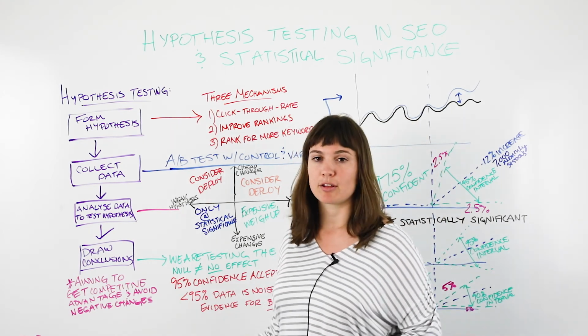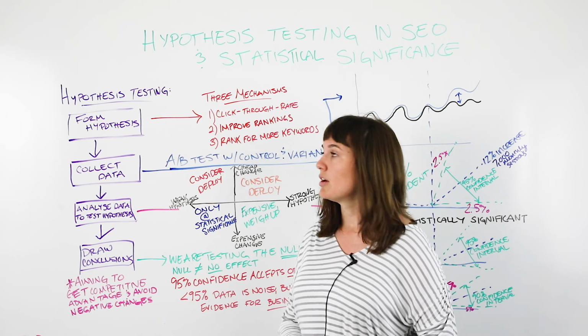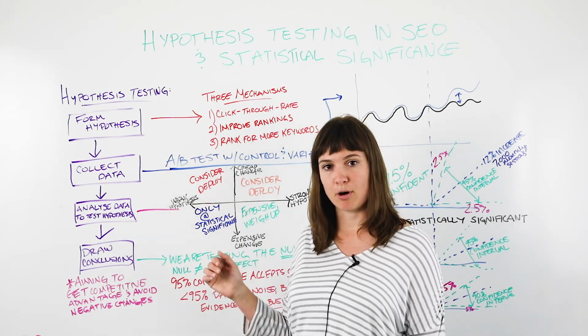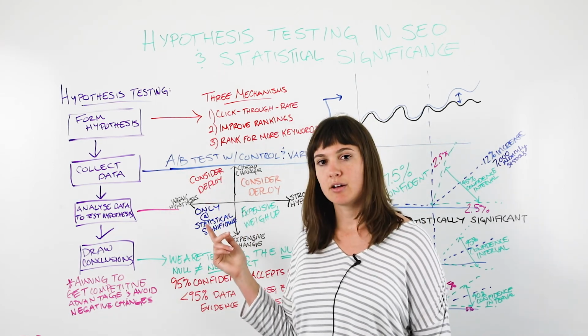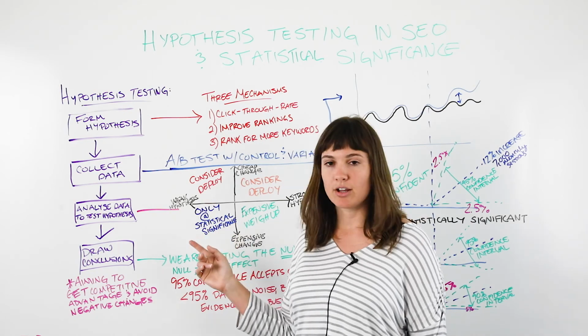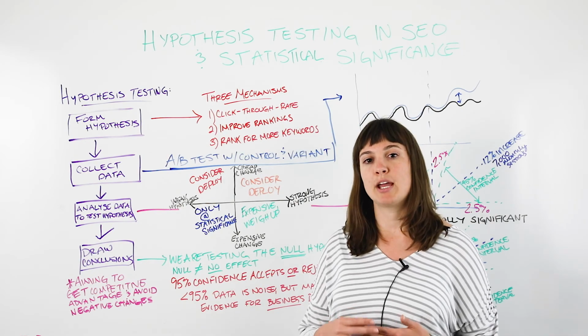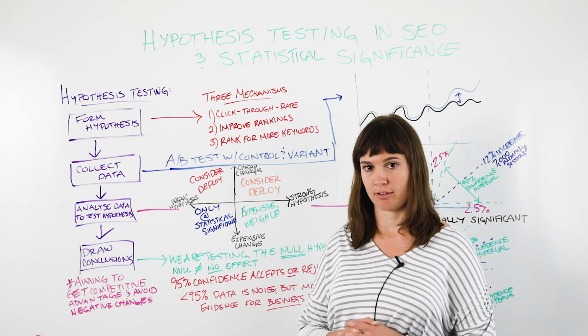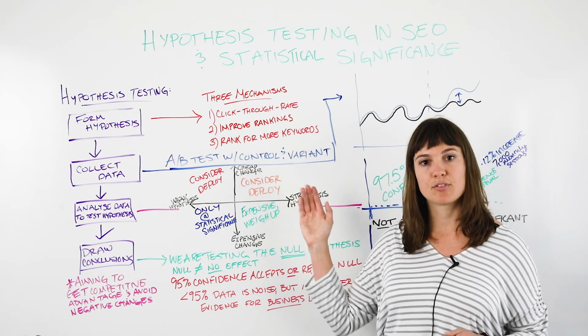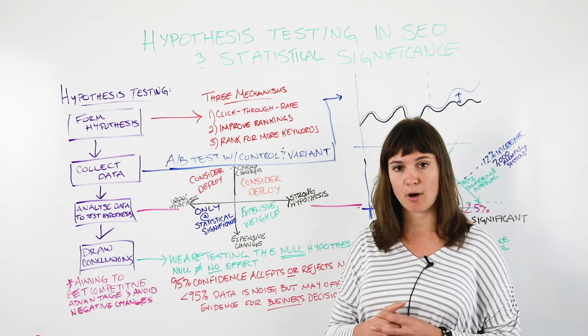So when we're using hypothesis testing, we use four main steps. First, we formulate a hypothesis. Then we collect data on that hypothesis. We analyze the data, and then we draw some conclusions from that at the end. The most important part of A/B testing is having a strong hypothesis. So up here, I've talked about how to formulate a strong SEO hypothesis.